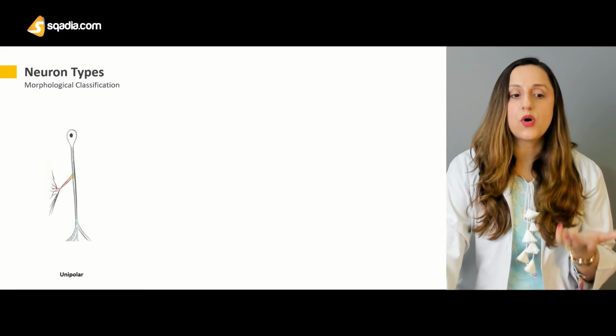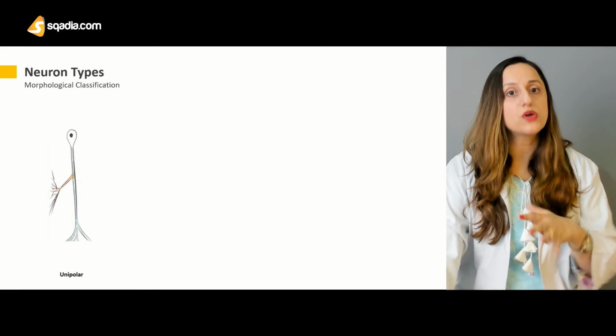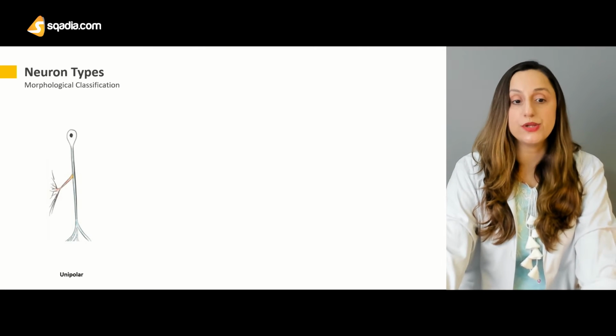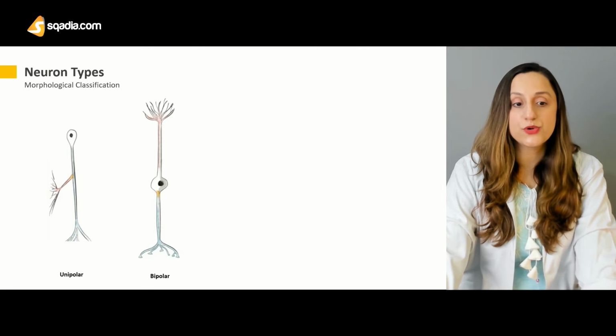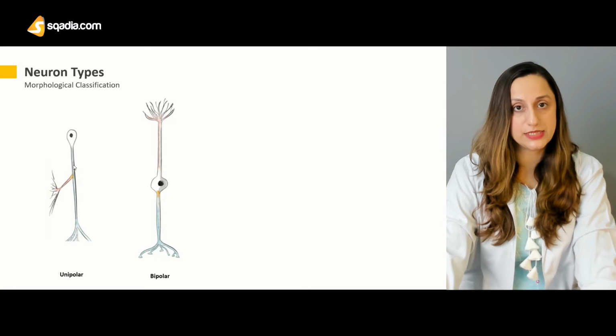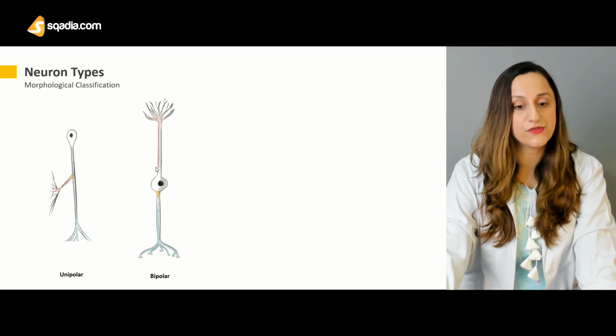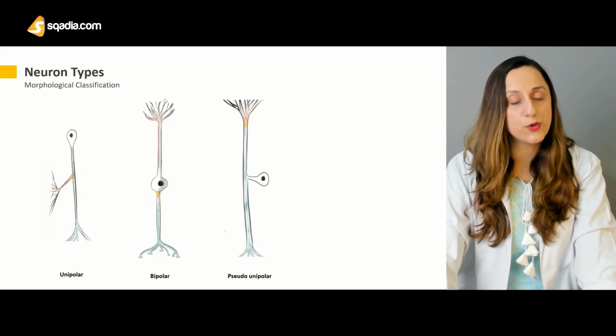Now, there are certain morphological classifications based on the structure of the neuron. For instance, we can divide it into a unipolar neuron. Then we have a bipolar neuron. Unipolar neuron basically means that there is a single axon that is related to it. On the other hand, bipolar neuron means that on two terminals, we have different axons that are coming out of it. Then we have a pseudo-unipolar neuron.